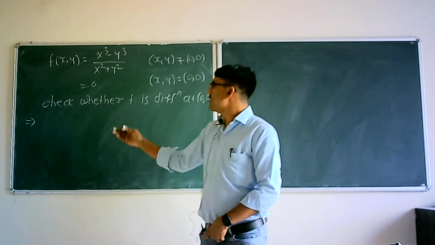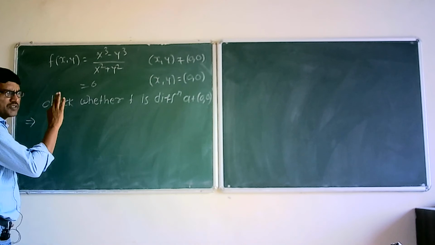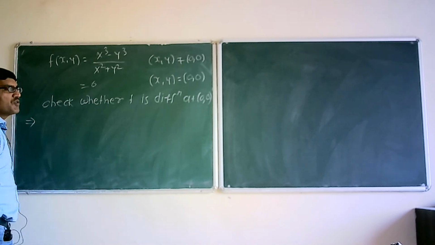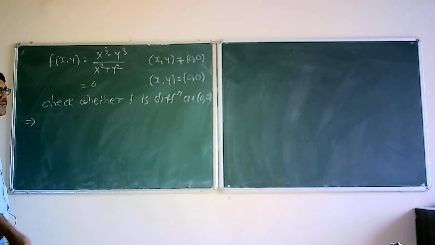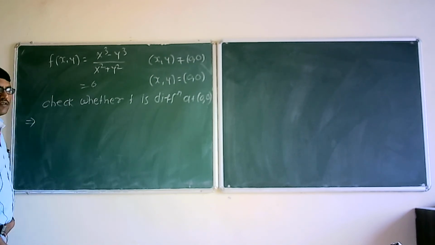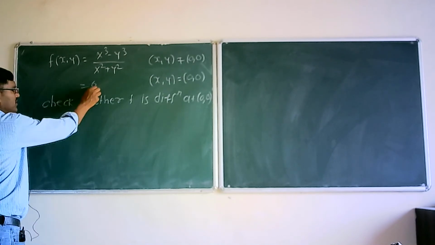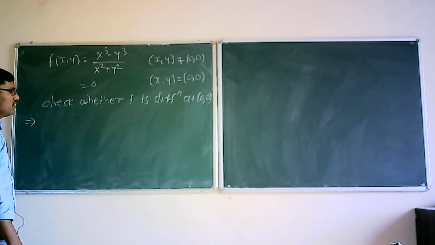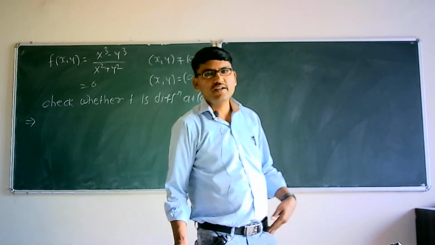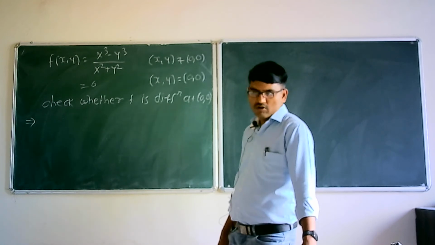Again, here if you check, this function is continuous at (0, 0). Also f_x(0, 0) exists and f_y(0, 0) exists. If you apply your polar coordinate property here, then you can easily show that this function is continuous at 0. So here we are going to apply the definition of differentiability to check whether the given function is differentiable at (0, 0) or not.